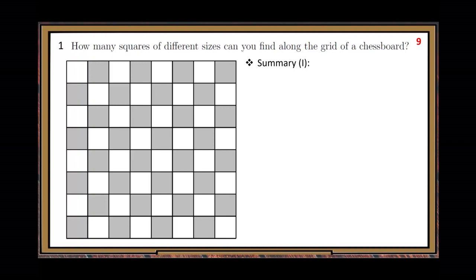Next, the summary. After we finish solving this problem, let's look at what we can learn from this question.